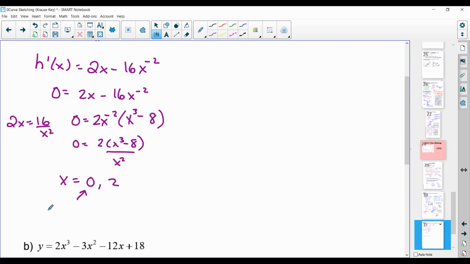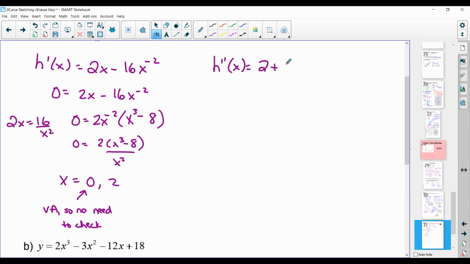Now, because this is a vertical asymptote, we don't need to check it. And it's a vertical asymptote because it's one of our NPVs. So we don't have to sub this one into our second derivative test because we already know it's a vertical asymptote. So let's get our second derivative here.